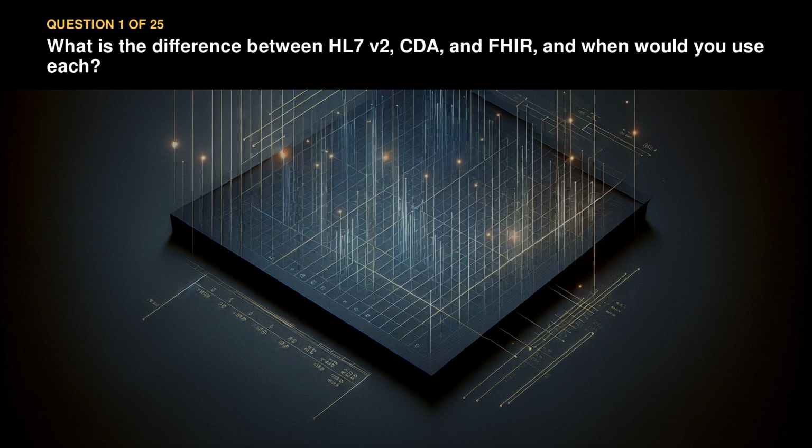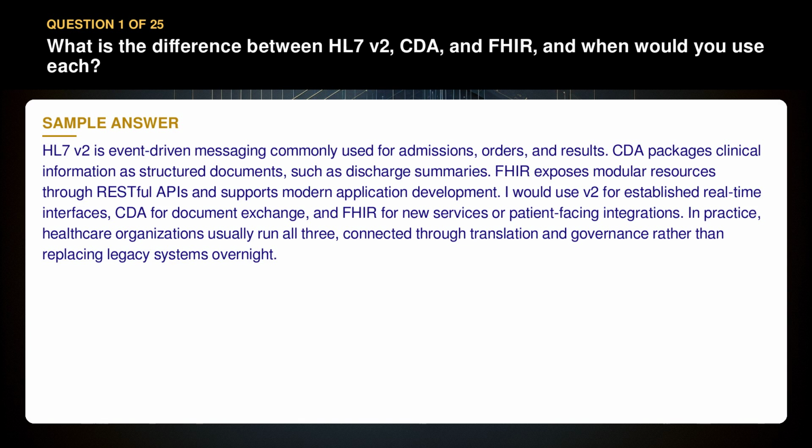For each question you'll see a sample answer followed by the key points to cover. Question 1. What is the difference between HL7 version 2, CDA, and FHIR, and when would you use each? HL7 v2 is event-driven messaging commonly used for admissions, orders, and results. CDA packages clinical information as structured documents, such as discharge summaries. FHIR exposes modular resources through RESTful APIs and supports modern application development.